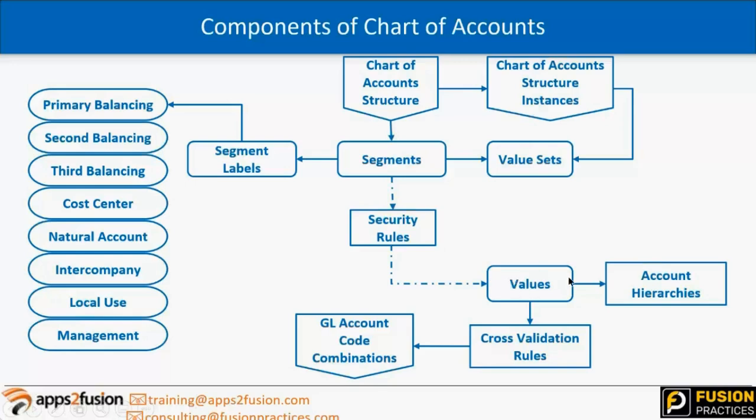Then you create your values, you create your account hierarchies. Now there is an option in Fusion to create multiple account hierarchies simultaneously. You can also version your hierarchies. Let's say in 2019 you had a specific version, in 2020 you might want to change that particular version, and some of the account codes move under a different department, or under a different account code. That is also possible. Then you can define your cross-validation rules and you can define your account combinations optionally.